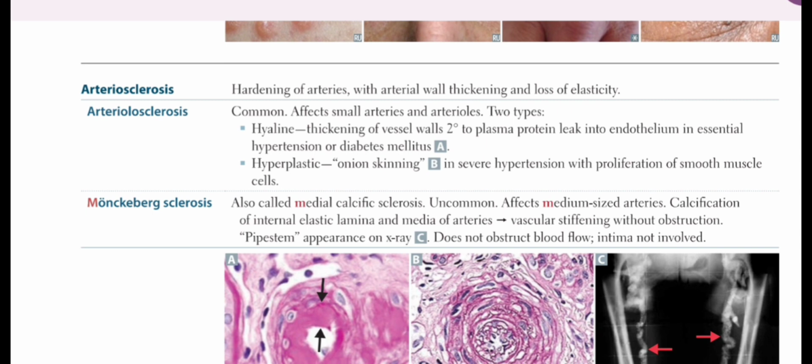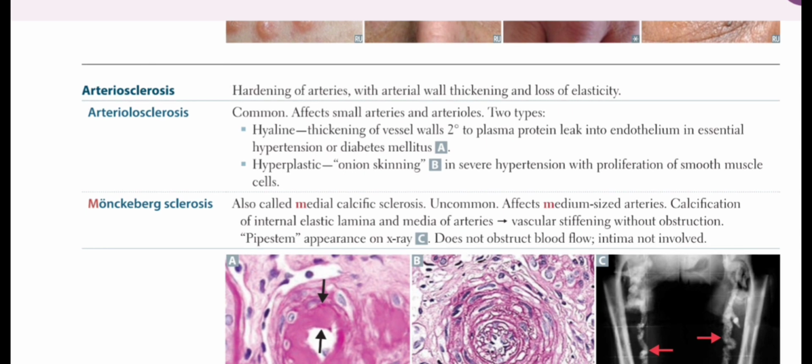Then we have arteriosclerosis. Arteriosclerosis is of two types. One of them is hyaline arteriosclerosis and another one is hyperplastic. Hyaline arteriosclerosis is due to thickening of small vessel walls secondary to plasma protein leak into the endothelium, and this can result from essential hypertension or diabetes mellitus. Hyperplastic, on the other side, is the onion skin appearance. It is seen in severe hypertension with proliferation of smooth muscle cells.